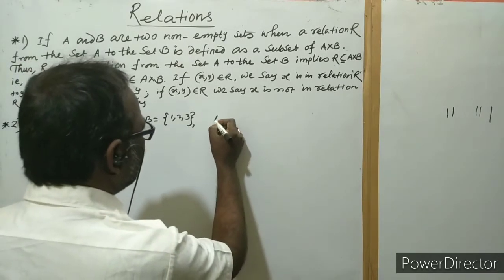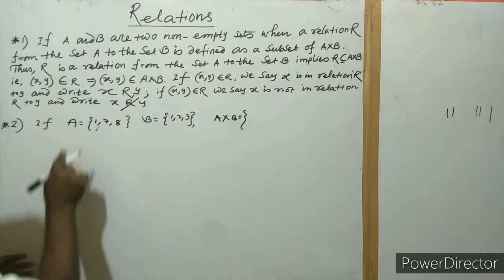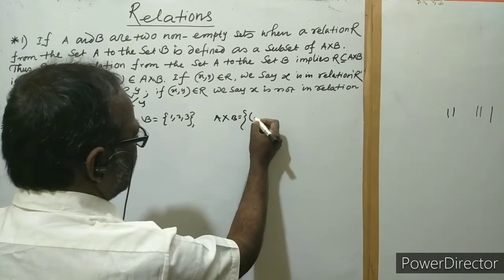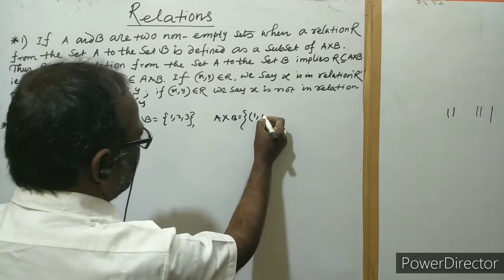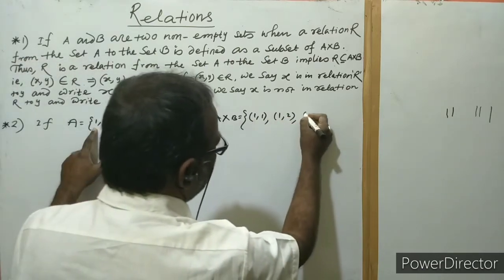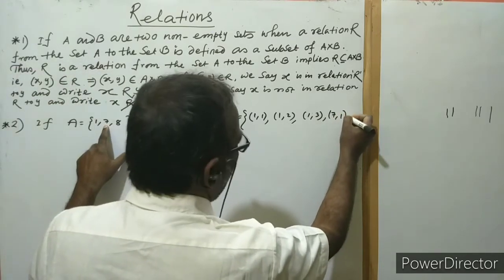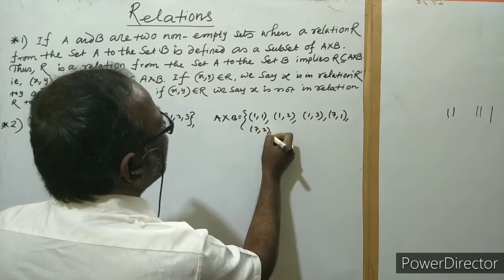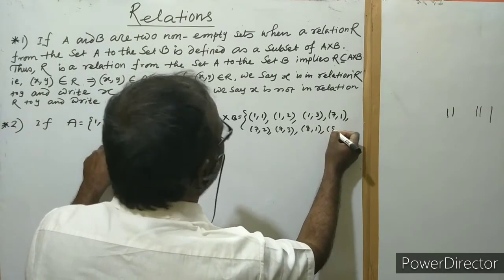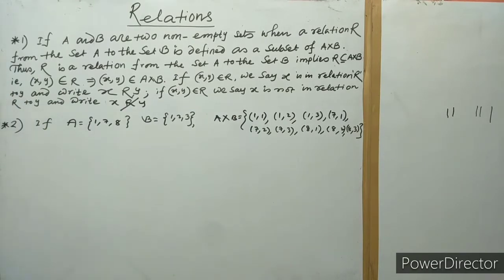For example, A and B are given here. Now find A cross B, the Cartesian product. This is the pair of observation. A comes first and then B, so the elements of A are always first in the pair, like 1 comma 1, then 1 comma 2, 1 comma 3. Now 7 comma 1, 7 comma 2 and 7 comma 3, and for 8 we get 8 comma 1, 8 comma 2 and 8 comma 3. This is the set A cross B.